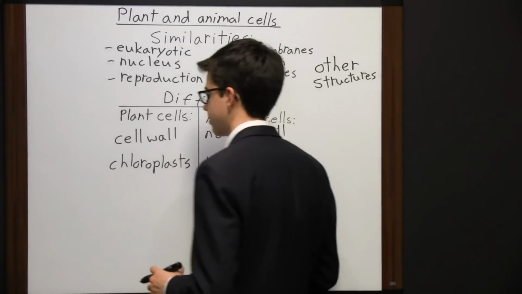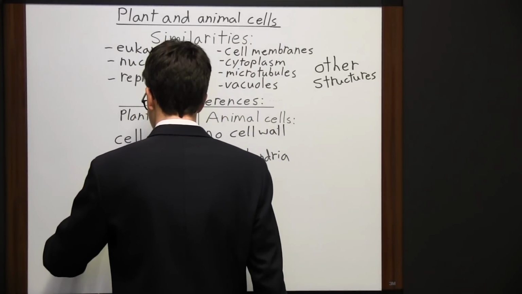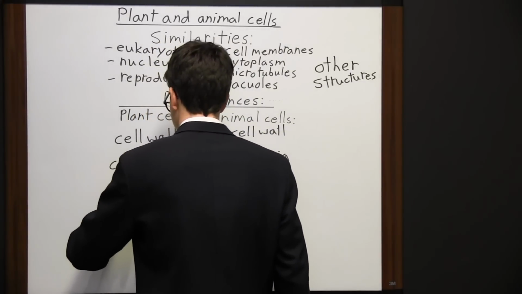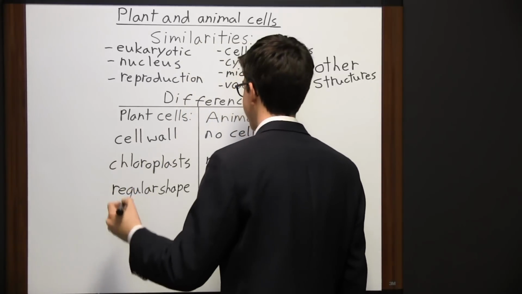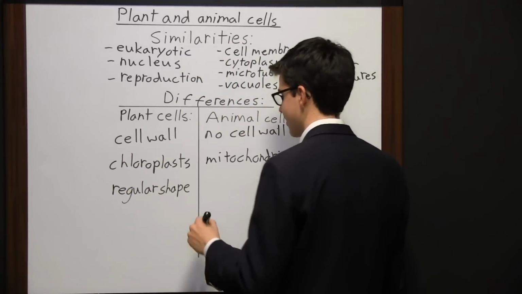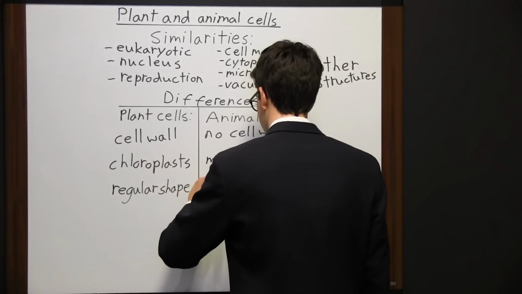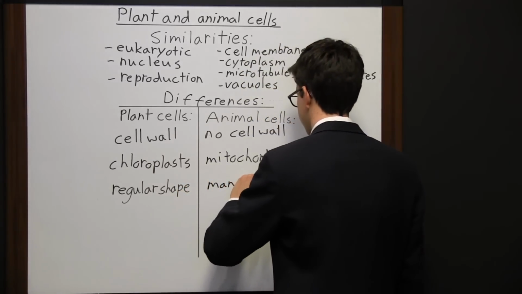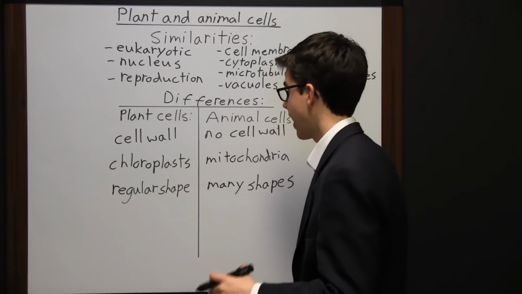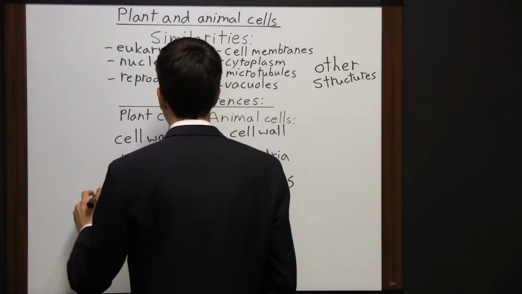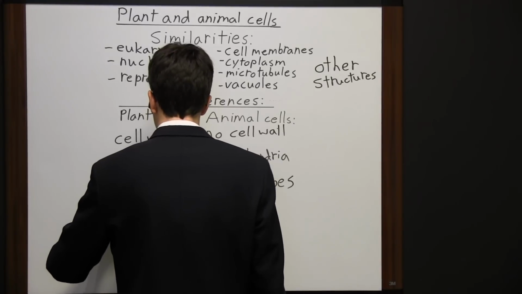Another difference is that plant cells have a regular shape. In other words, they pretty much always have the same shape, while animal cells have many shapes. There are many possible shapes that an animal cell could have. And there's also a difference in size. Plant cells are larger than animal cells generally.